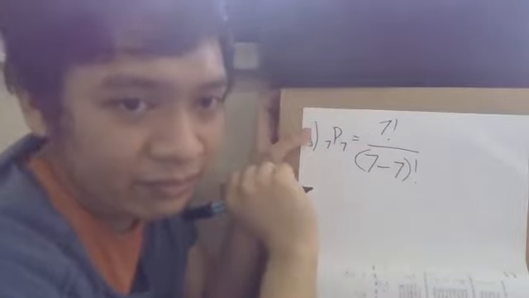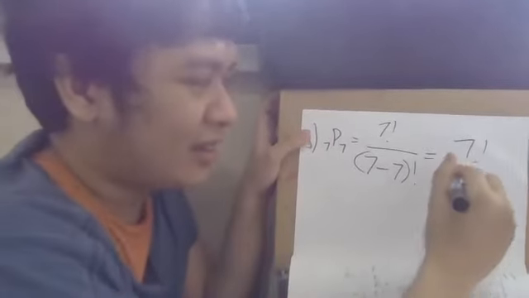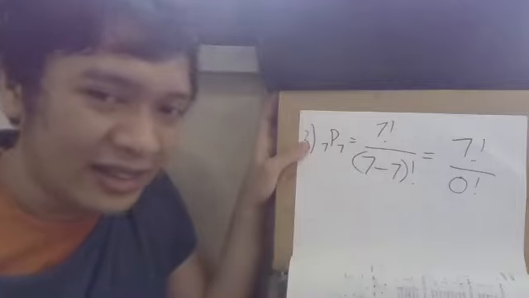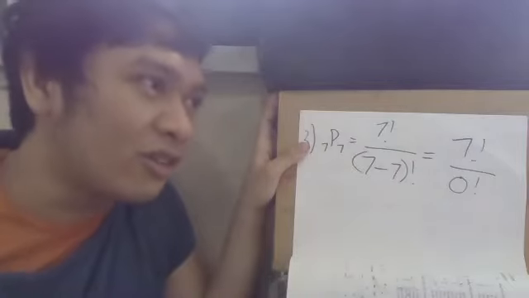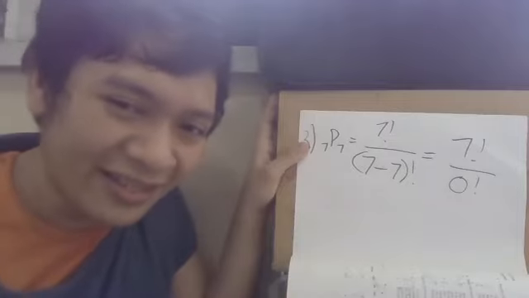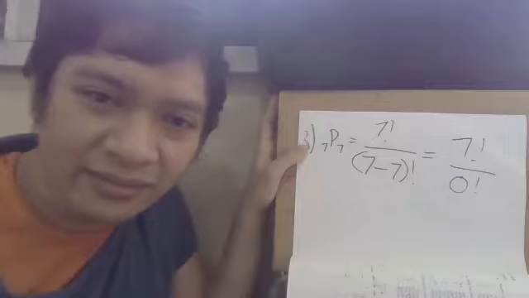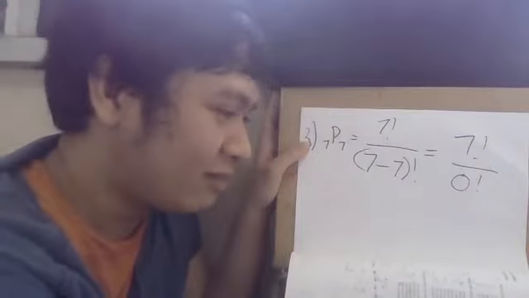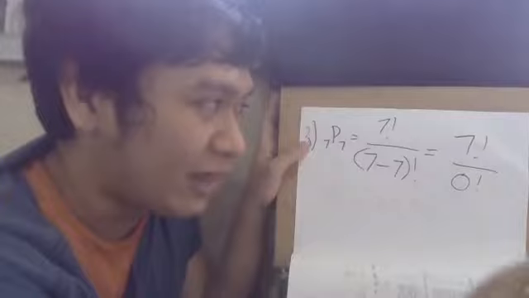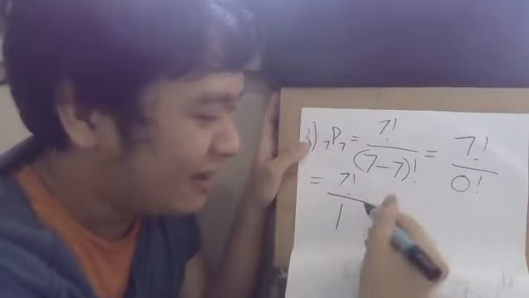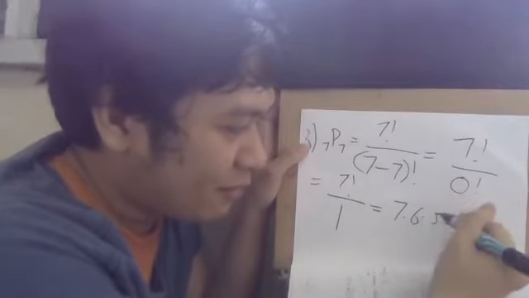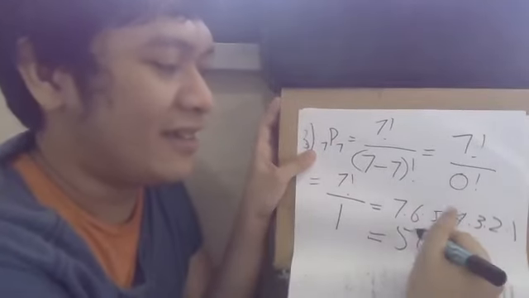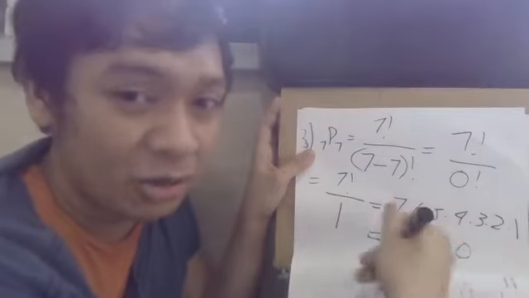Ito lang naman yun. Equals 7 factorial over 0 factorial. What's the value of 0 factorial? Kung naalala nyo, 0 factorial is 0 o 1? Pili kayo dun. 0 factorial is equal to 1. Yung kalimutan, dito at dito yung 0 factorial na yun palagi. 7 factorial over 1 equals 7 times 6 times 5 times 4 times 3 times 2 times 1, or 5,040. Right? Multiply nyo, ito lalabas.